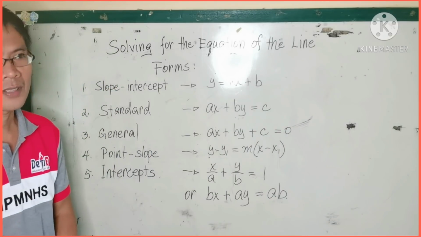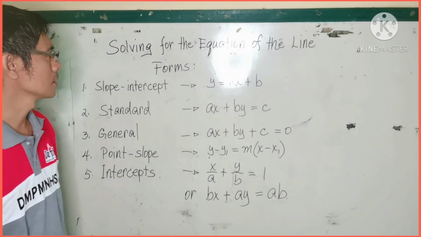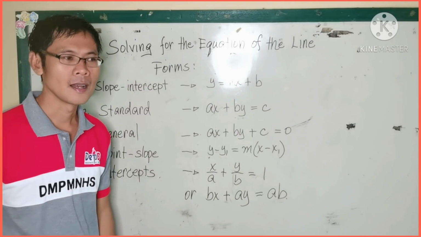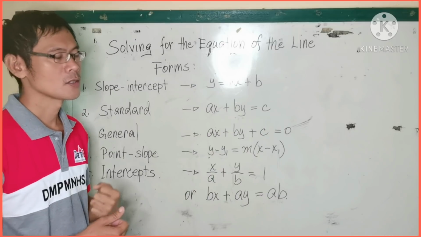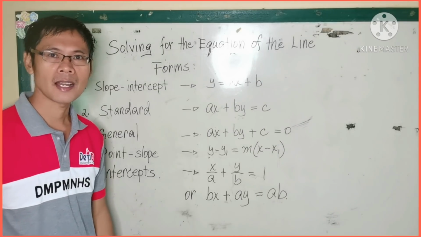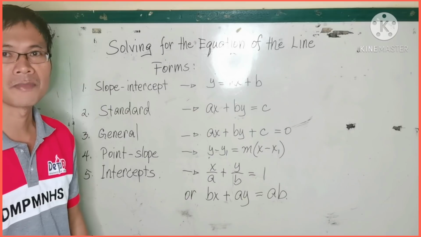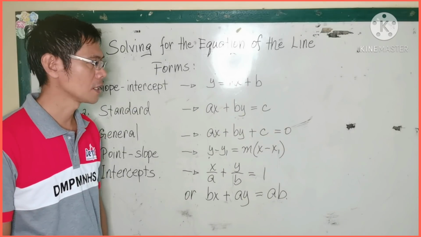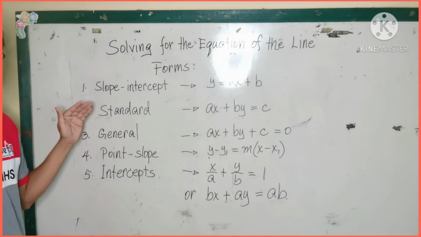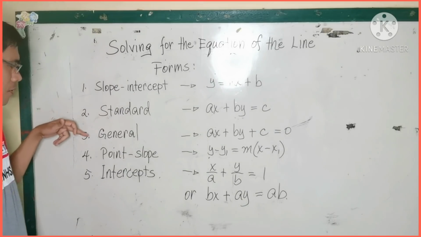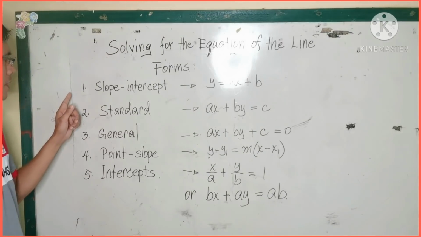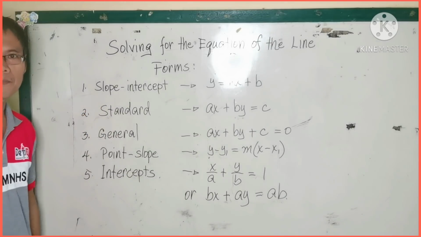For this presentation, we will be talking about solving or obtaining the equation of the line. But before we go on, let us familiarize ourselves first with the different forms of the equation of the line. There are three important forms, our first three forms, but we can also have other forms of the equation of the line. So first we have the slope-intercept form.